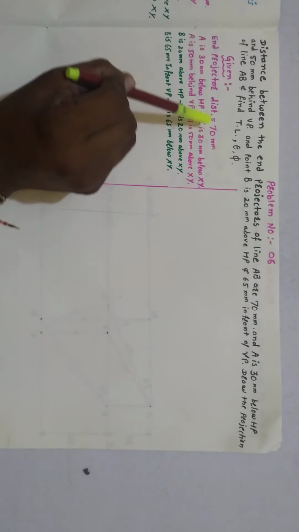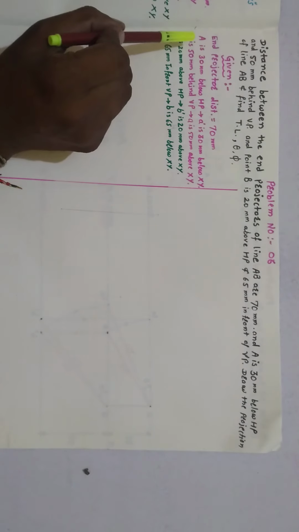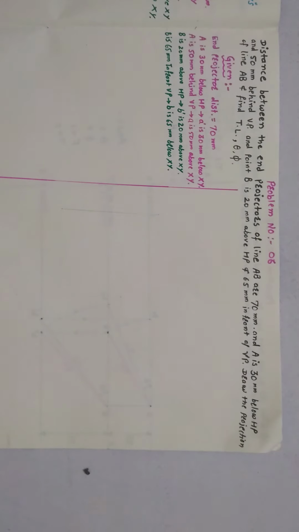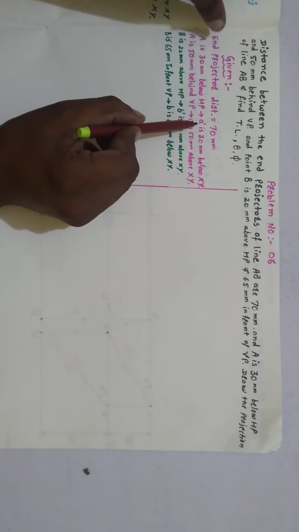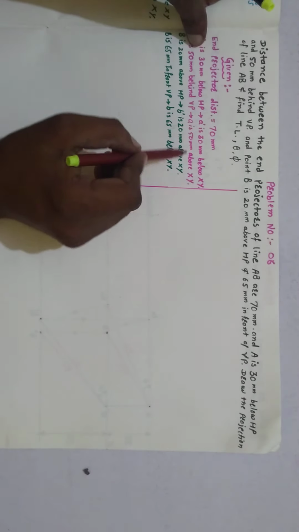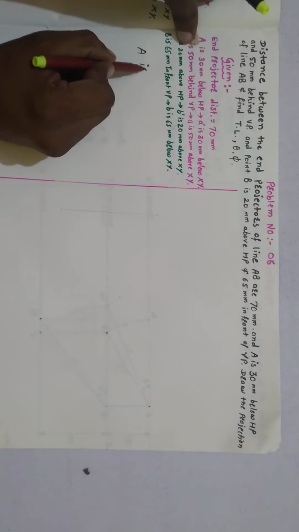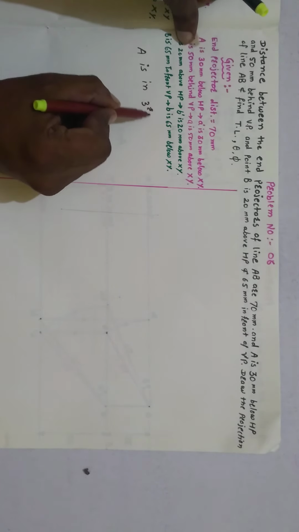So the given data is: end projector distance is 70 mm. The location of A is given, that is A is 30 mm below HP and 50 mm behind VP. That means for this 30 mm we have to draw A dash 30 mm below the XY line, and for 50 mm we have to draw point A above the XY line. So this point A is in the third quadrant.